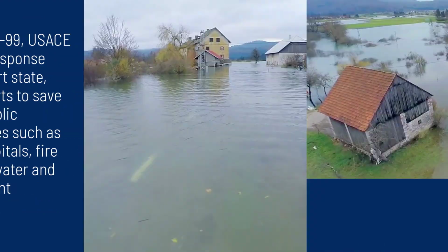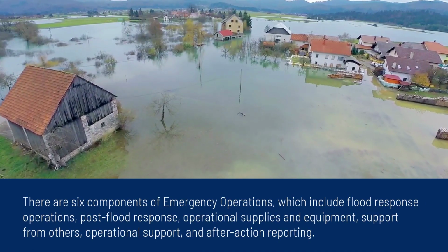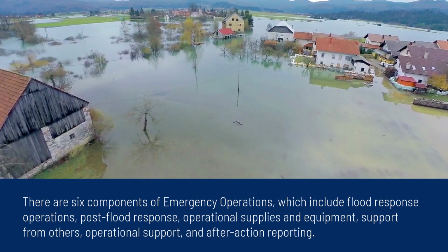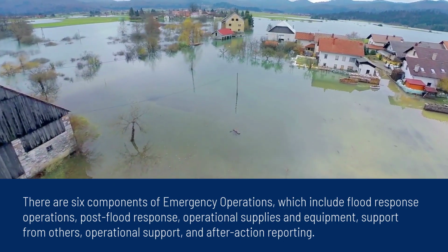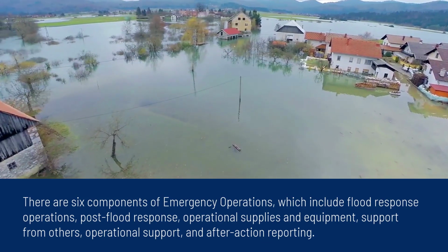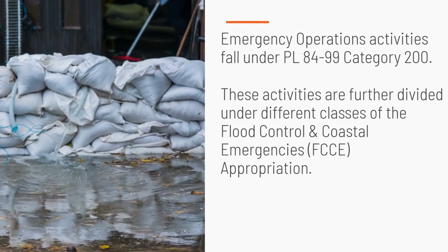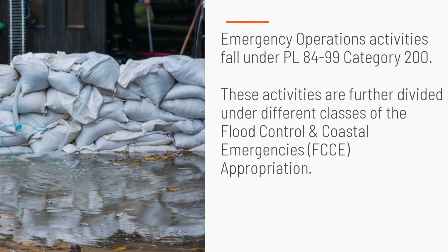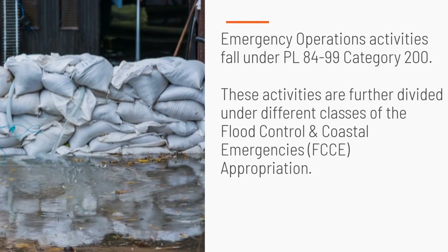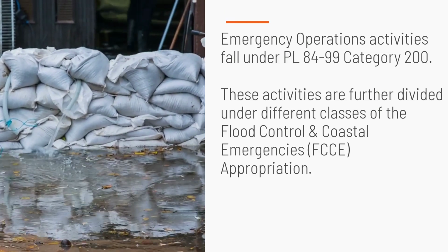facilities. There are 6 components of emergency operations, which include flood response operations, post-flood response, operational supplies and equipment, support from others, operational support, and after-action reporting. Emergency operations activities fall under PL 8499 Category 200. These activities are further divided under different classes of the Flood Control and Coastal Emergencies Appropriation.